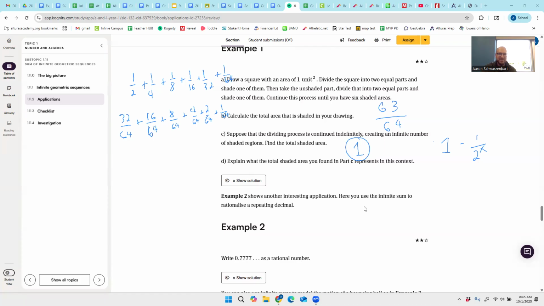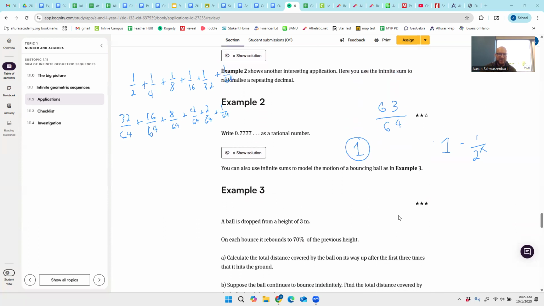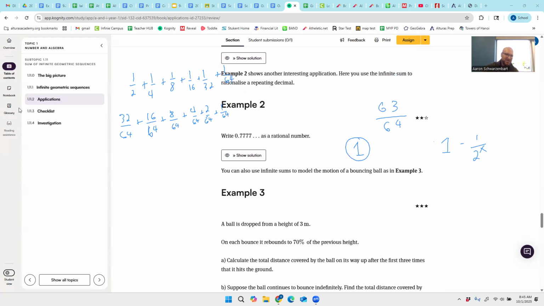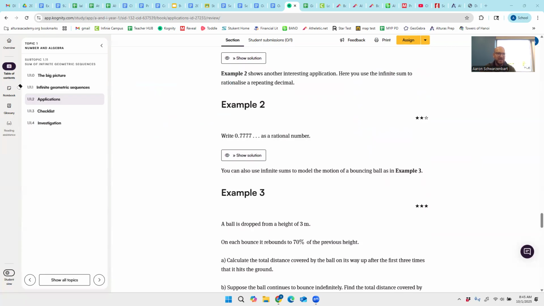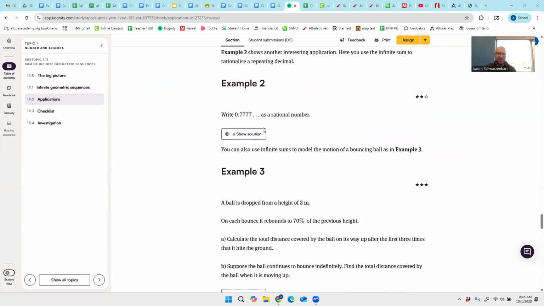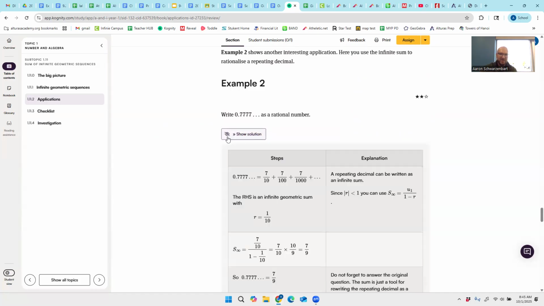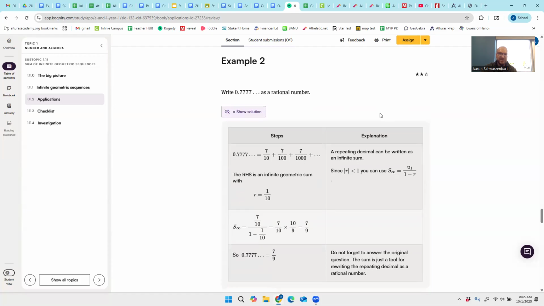Like a finite amount of terms is what you meant, right? If I had a finite amount of terms, as opposed to an infinite amount. Now, this is a rational number. I can tell you that that's 7/9. But how are they doing it here? So, okay, they're doing it as a series.